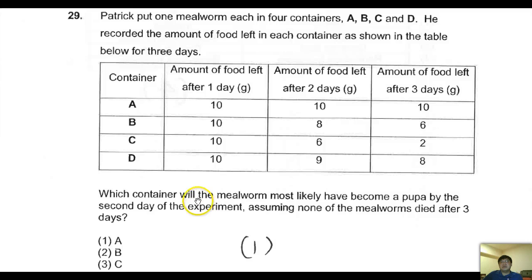Now which container here would the mealworm most likely have become a pupa? What happens to a pupa? Do they eat? No, right? So most probably A, and A definitely over here to confirm. If they are still larvae, they will continue to eat. When they become a pupa, they will stop. You leave the food there, the weight of the food will remain the same. So it has become a pupa. Or the other reason is the mealworm could have been dead, right? That's why it cannot consume.